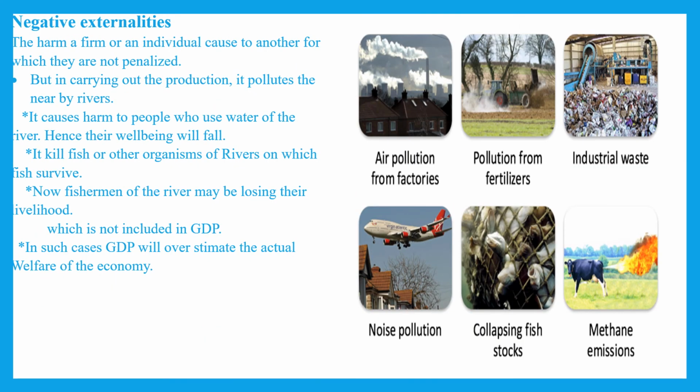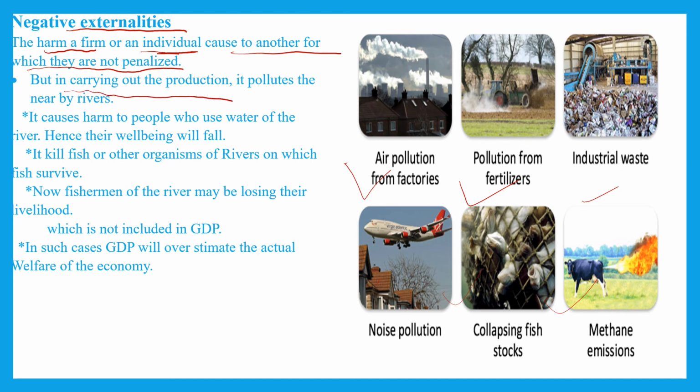And the next one is negative externalities. So what is negative externality? We are talking about a harm a firm or individual causes to another for which they are not paid. A firm causes harm to another person, and this firm will not pay anything to that person who gets harmed. That we call negative externality. You can see negative externality because of an industrial establishment or any other economic activity leads to pollution. So that we call a negative externality.